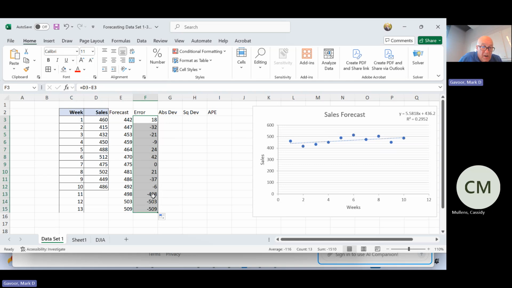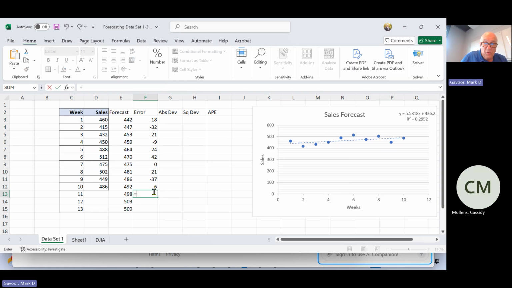Now, what do I want to do? Well, I don't want all that, though. I don't want it here because there's no actual to compare it to. So I can add up these numbers and divide by what? 10 to get the average? Average error. I could do that.